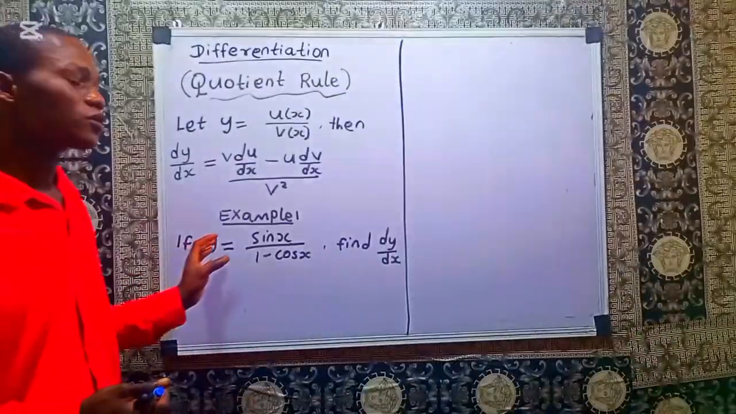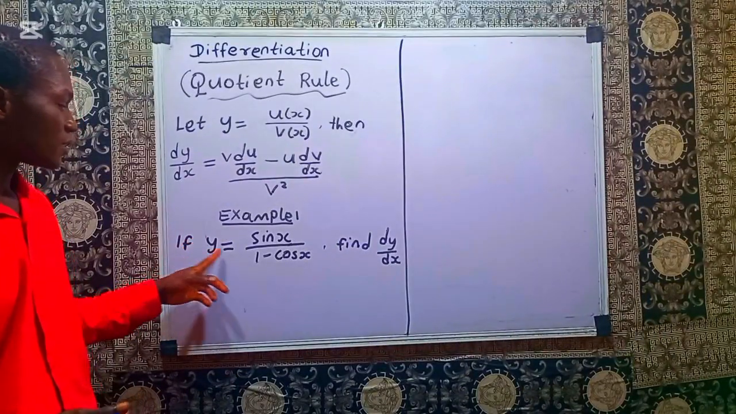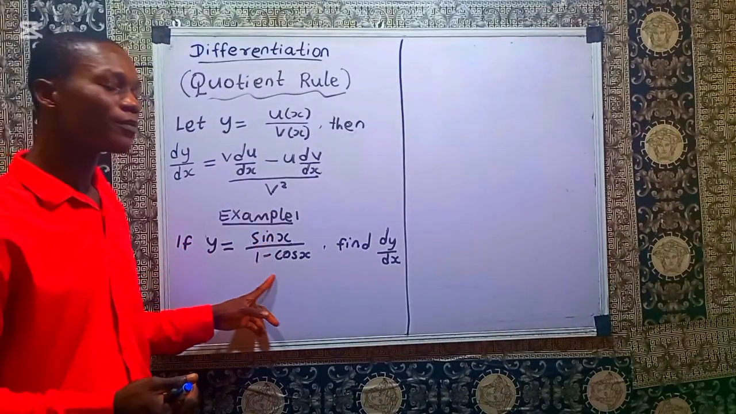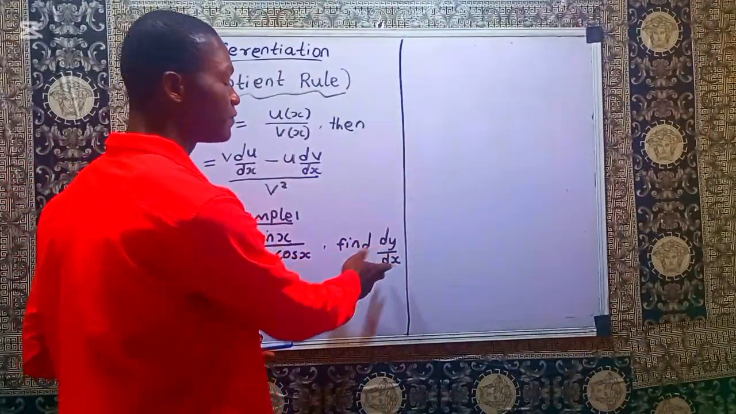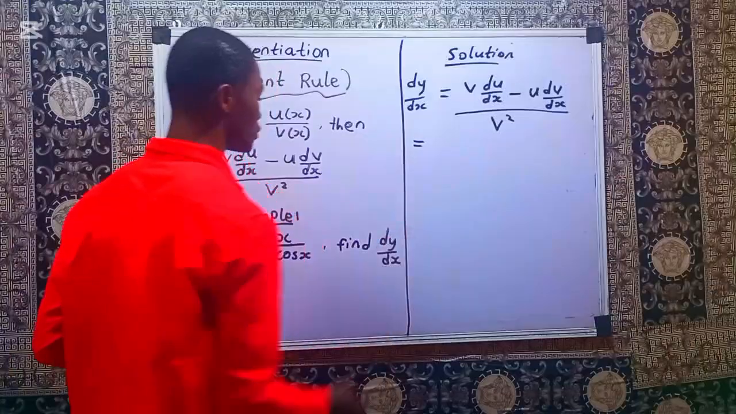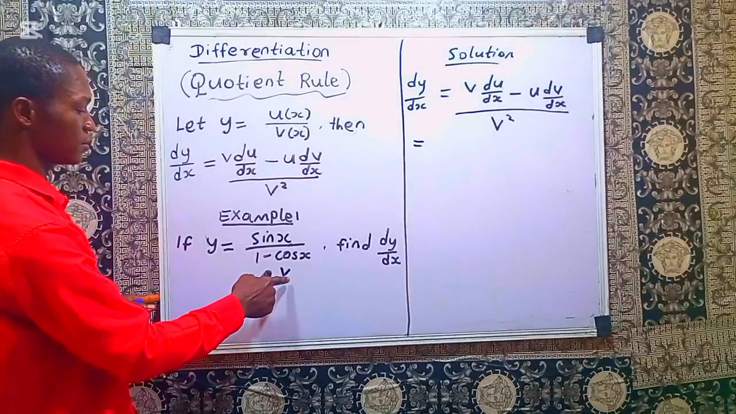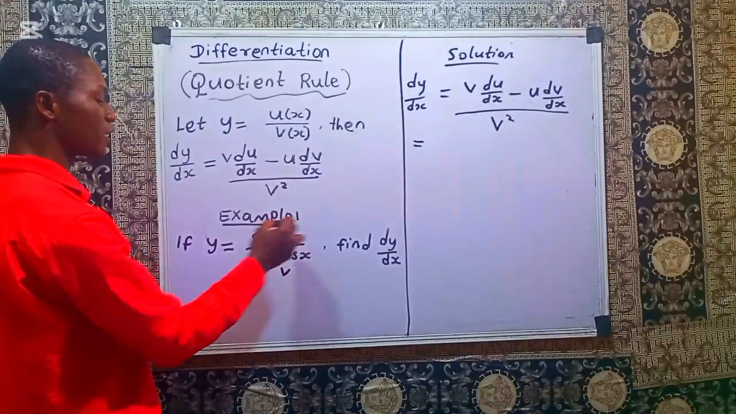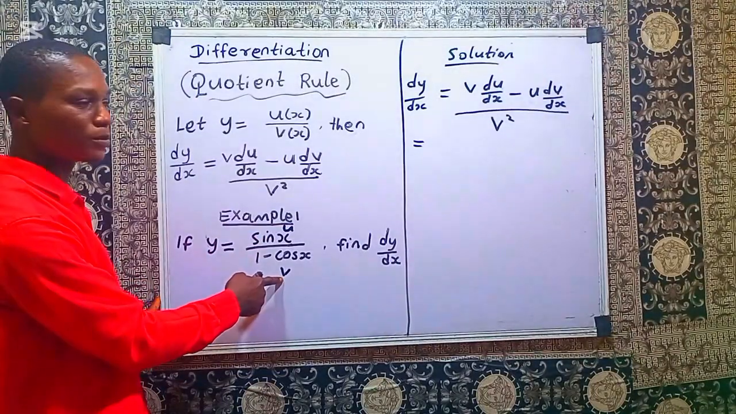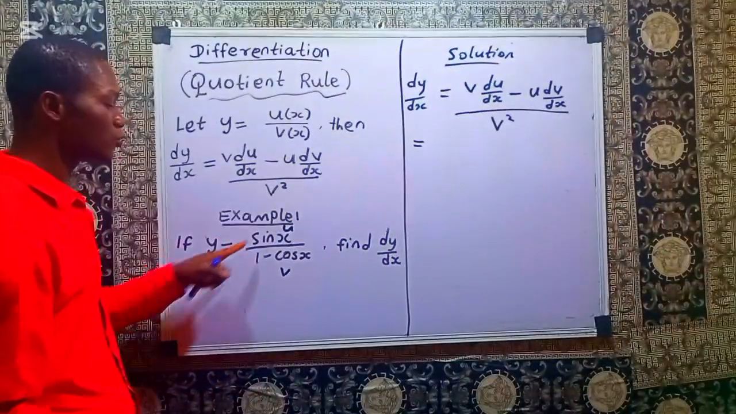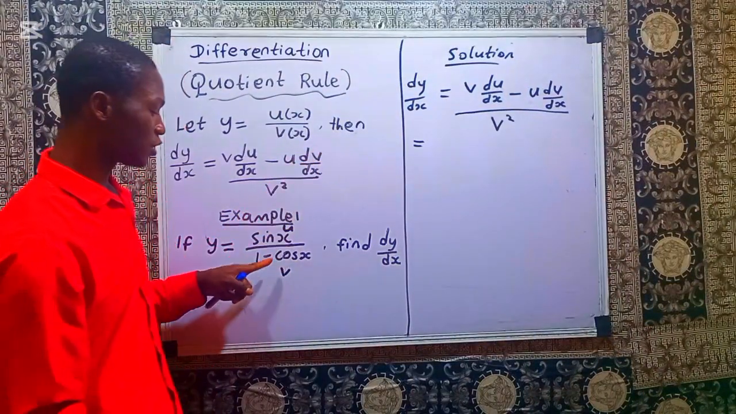And we are going to use the knowledge of the quotient rule to find the derivative of this function, y is equal to sine x divided by 1 minus cos x. So we want to find the derivative of y with respect to x. Our u is the numerator, and v is the denominator. The formula says you are going to differentiate the numerator, keeping the denominator.